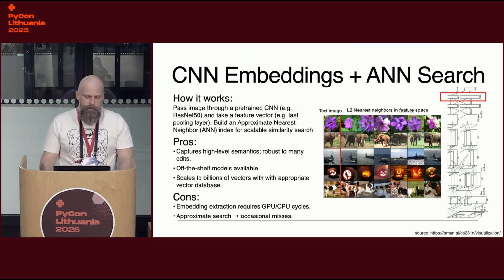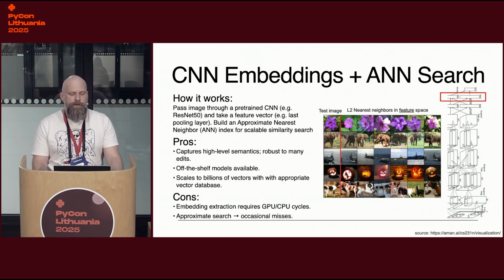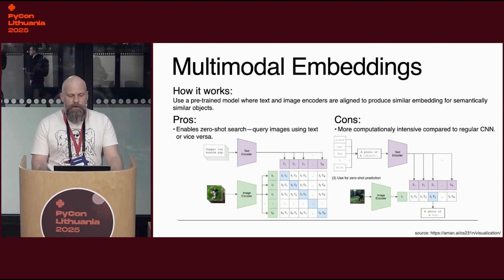The pros of this method are that it captures high-level semantics of the image, and you can train it on your specific data set. There are lots of off-the-shelf models available, and it scales quite well with an appropriate vector database, but it requires a GPU for efficient calculation. And with large data sets, you will need to use approximate search, and there will be some misses. A similar technique is to use neural networks that produce multimodal embeddings.